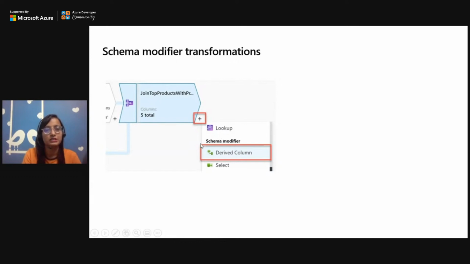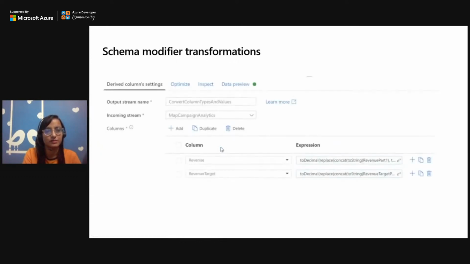So you can do changes in your schema with the help of this schema modifier. And you can define the properties at a transformation level. Like here you can see we have a revenue column that we are converting into decimal with some calculation. Okay, we are doing some changes. Same revenue target that also we are converting into decimal. So you can define your derived column property under the same.